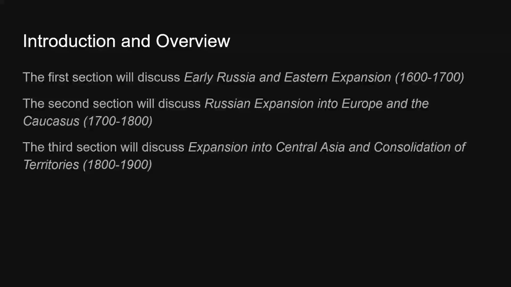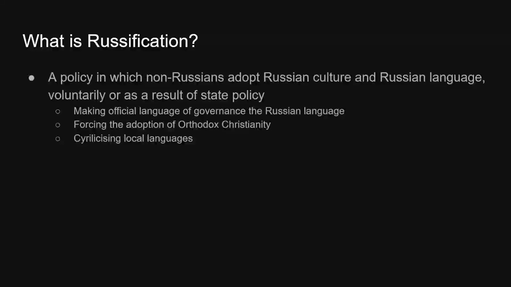Second will be the years 1700 to 1800, which will discuss Russia's expansion into Europe and the Caucasus. And lastly, the years 1800 to 1900 will discuss Russia's expansion into Central Asia and further consolidation of its territories. There will also be a section at the end that discusses the modern impact of Romanov imperialism that we can still see today. Now, before starting, a term that will appear a bit later on in the second section, and much more importantly in the third section, will be defined.